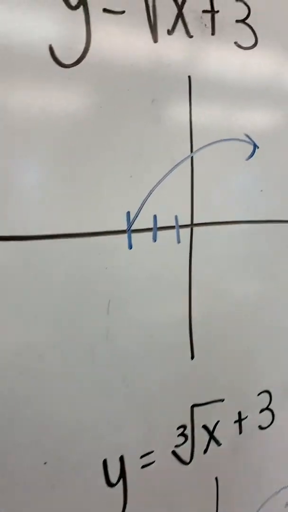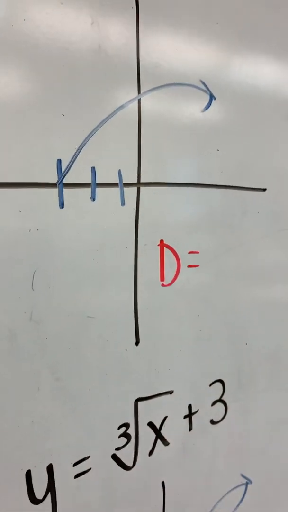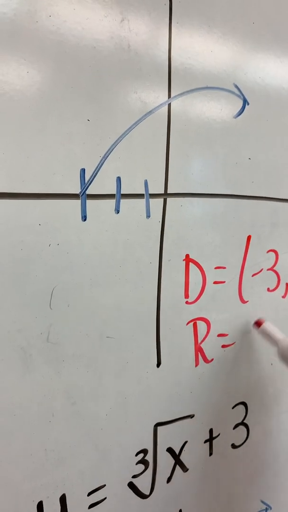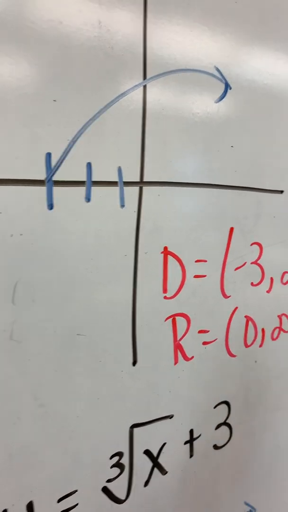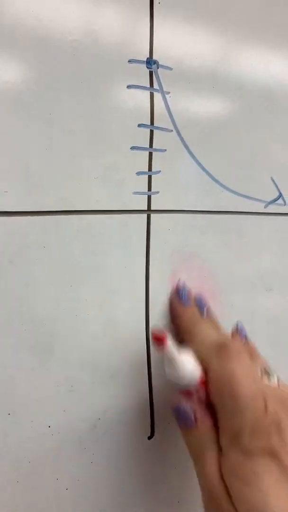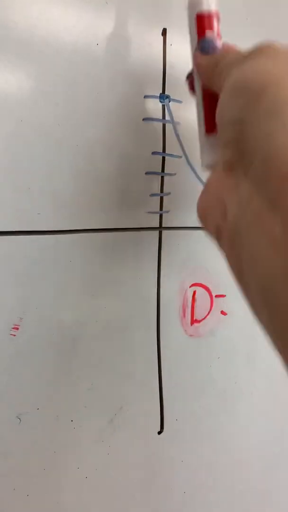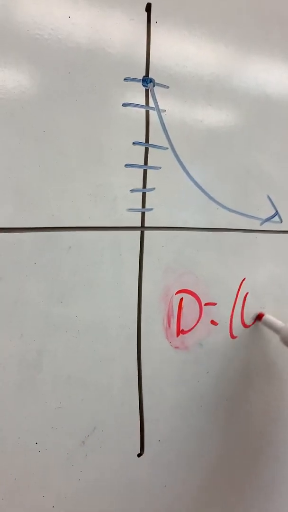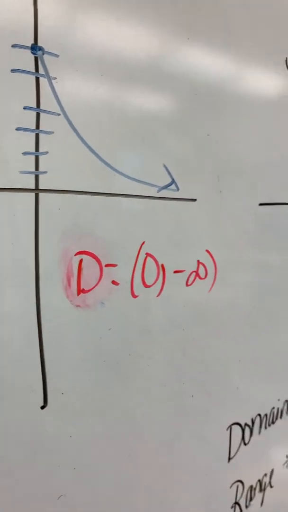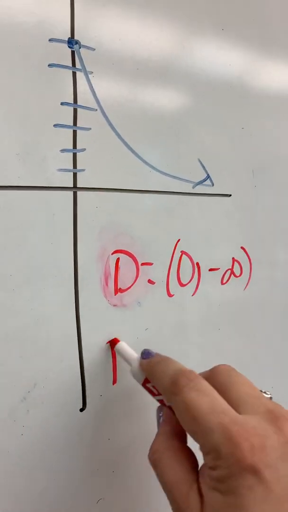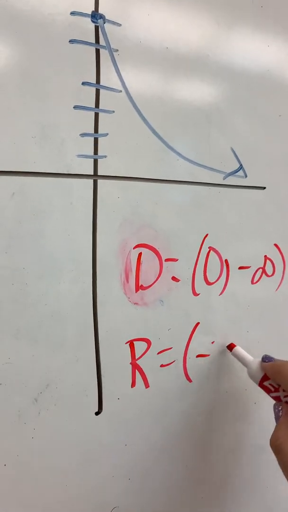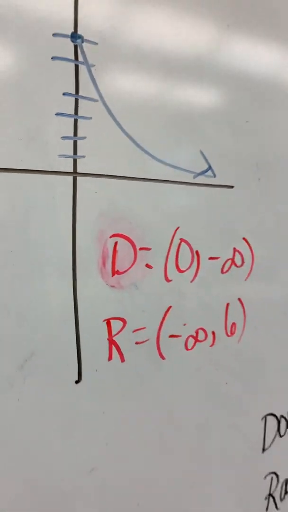So this one here, what would my domain be? -3 to infinity. What's my range going to be? This one here, what's my domain going to be? Does it go anywhere further past? No. So 0 to where? -infinity. Your range? -infinity to 6. You're right, you just had it flipped around.